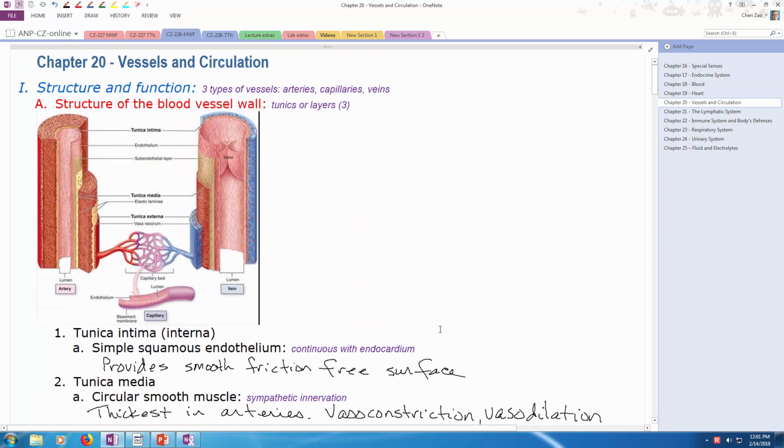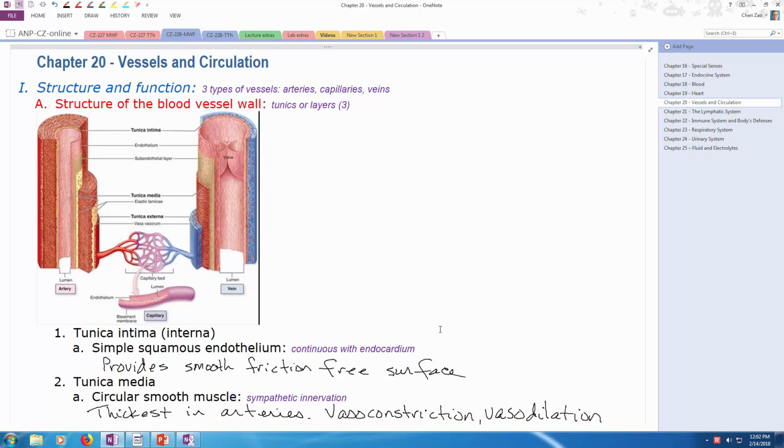We're on to chapter 20, vessels and circulation. We've actually talked about a few of these topics already, but we're going to get a little bit more in depth this time. I always describe arteries as being muscular and veins as being flabby. The important thing is that there are three layers to arteries and veins, but it is the concentration of the various layers that make one muscular and the other flabby.